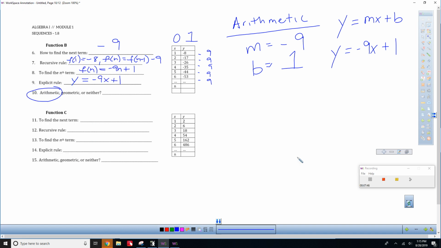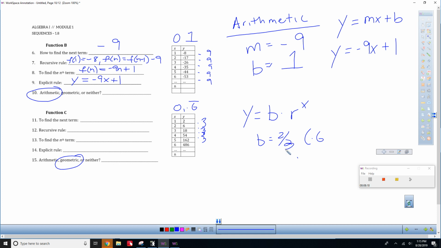Alright, let's see. Times 3, times 3, times 3, times 3. This is geometric. This is going to be y equals b times r to the x. Put in a 0 to find our y-intercept. What's 2 divided by 3? It's 0.6 repeating. So our b is 2/3.